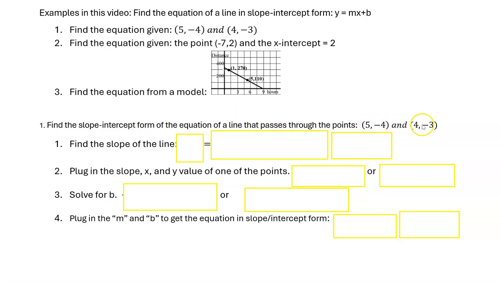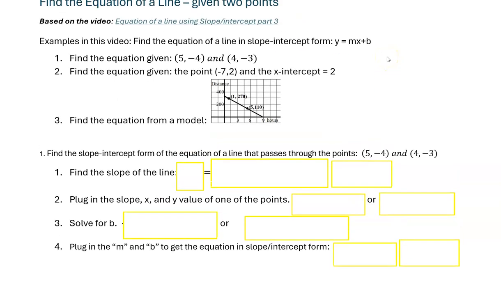So I have 2 points, and I want to find the slope first because I'm always trying to find 2 things. What is the slope and what is the y-intercept? I'll come down here a little bit. What is the slope and what is the y-intercept?